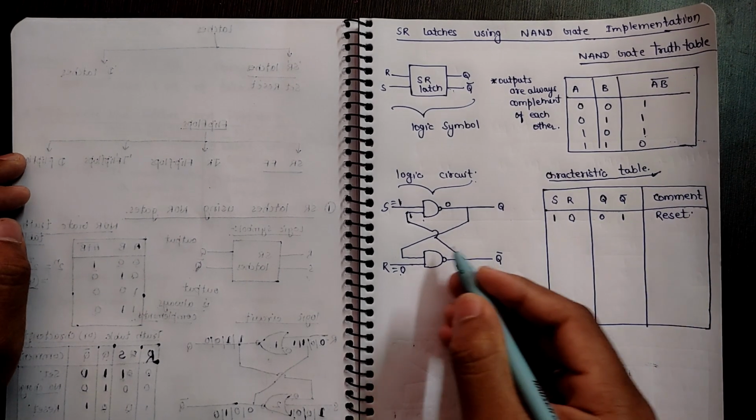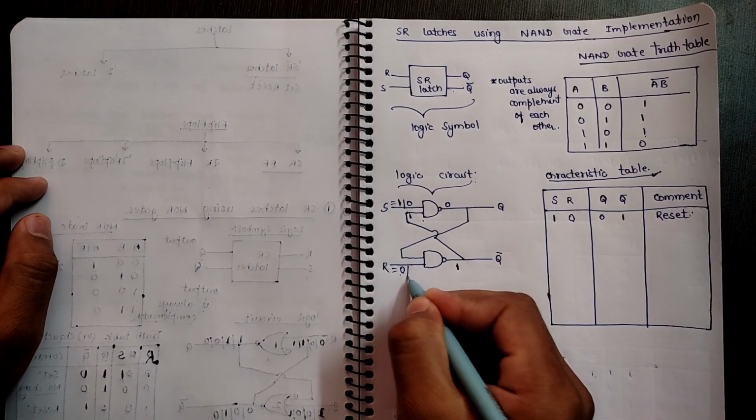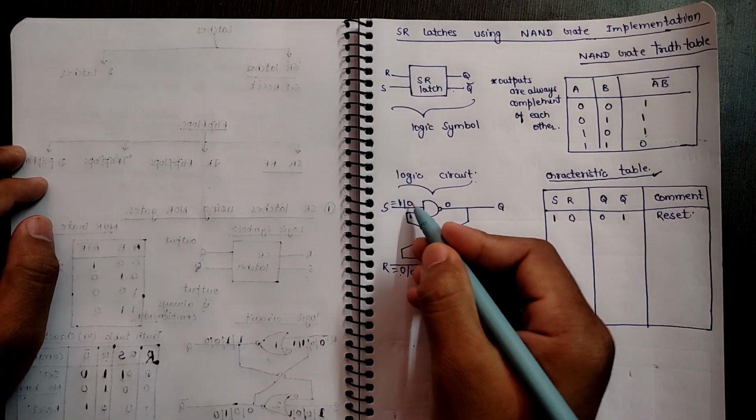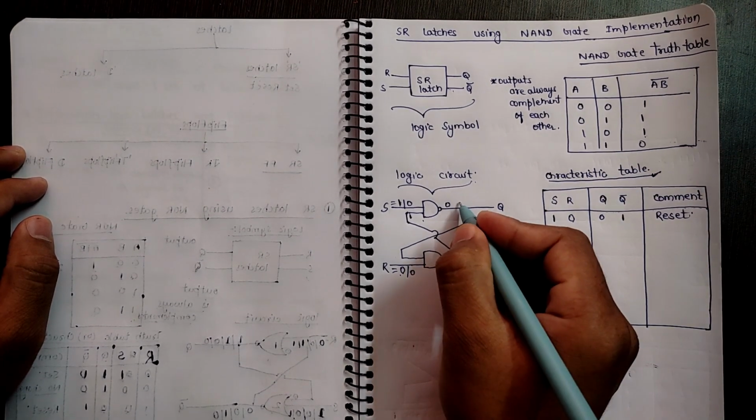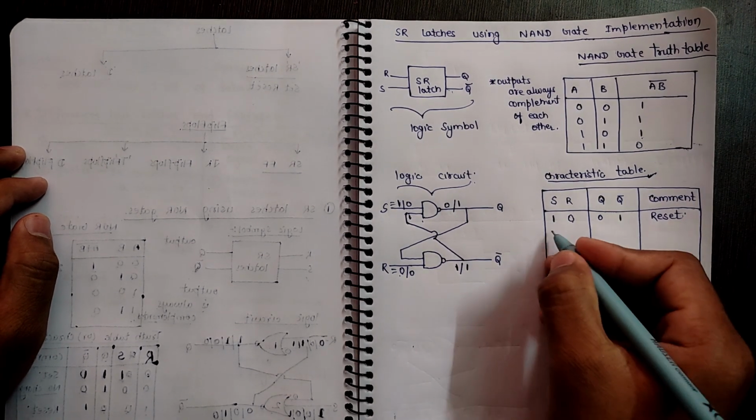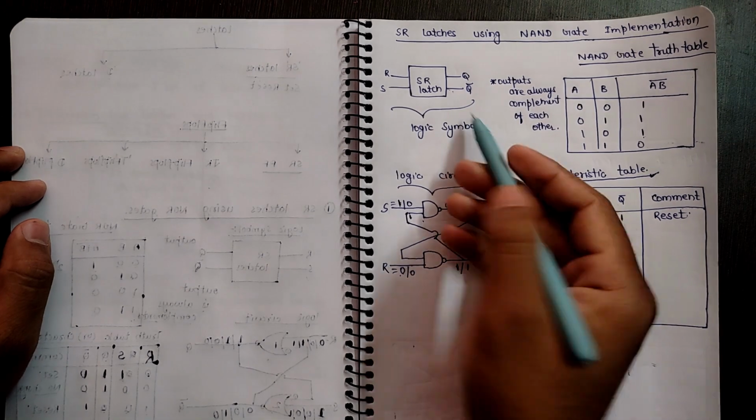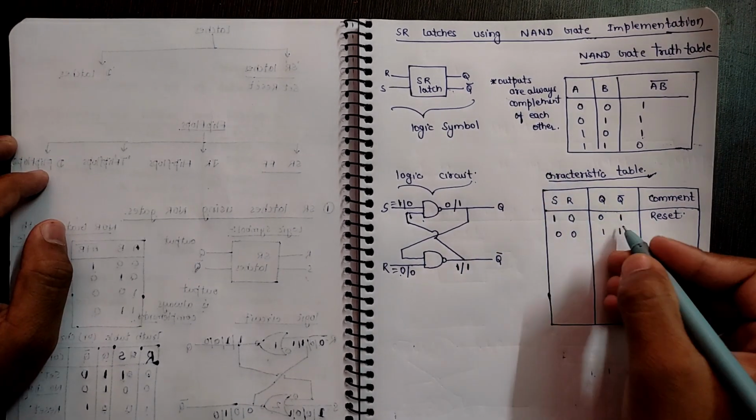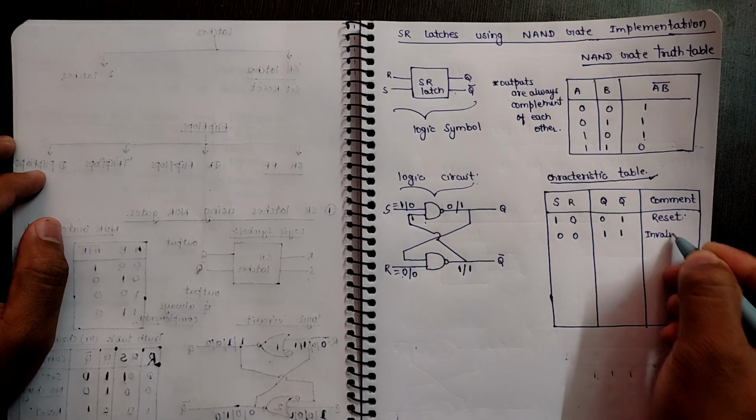Now when we consider the second case, that S is equal to 0, R is equal to 0, we know that if any input of the NAND gate is 0, we will get 1 as our output. So without taking our mind in this, we will directly write when 0 0 is there, we are getting 1 1. As we know that the outputs are always complements of each other, so this is our invalid output or invalid state.